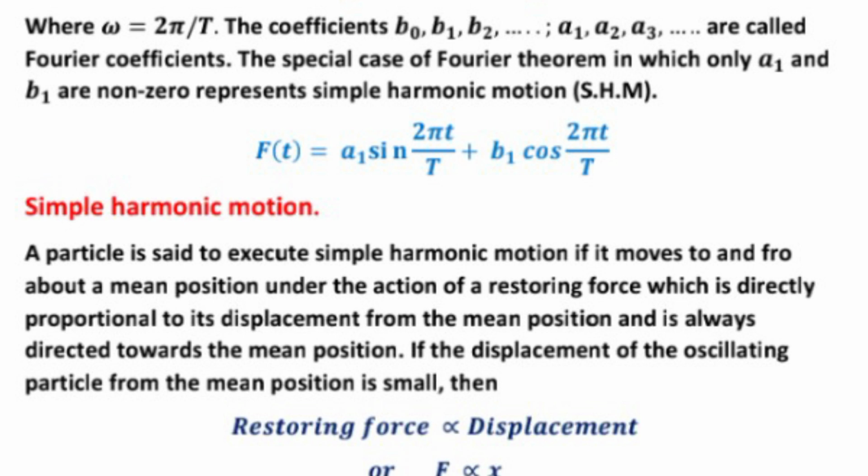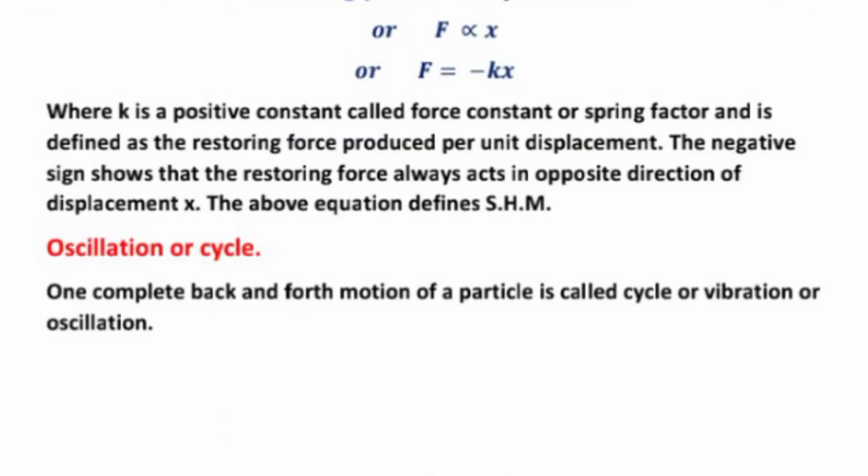If the displacement of the oscillating particle from the mean position is small, then restoring force is directly proportional to displacement, or it can be written as F equal to minus kx, where k is a positive constant and it is called the force constant or spring constant and is defined as the restoring force produced per unit displacement. The negative sign shows the restoring force always acts in opposite direction. The above equation defines the simple harmonic motion.